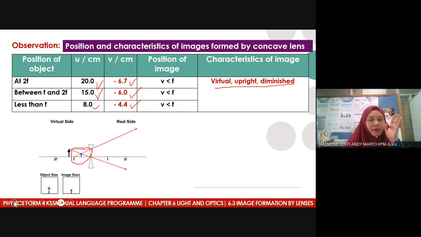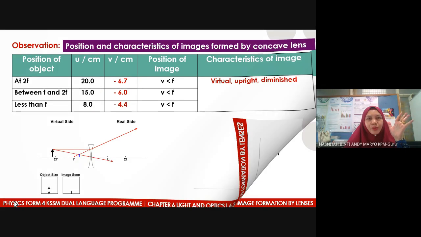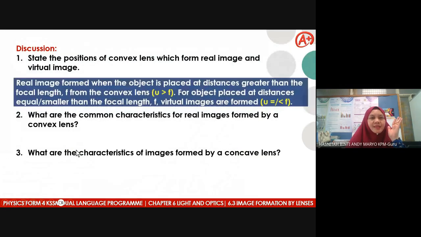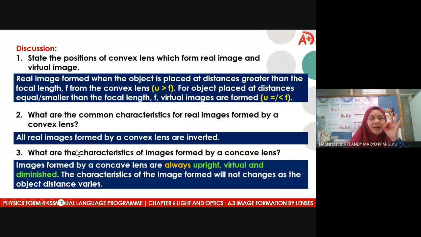So that is the difference between real and virtual image. Okay, and this is the discussion, or 3 questions that may come out from this activity. First, a real image for a convex lens forms when the object is placed at a greater distance than f. So remember, when u is greater than f, a real image is formed. Meanwhile, when u is equal to or less than f, it will form a virtual image.